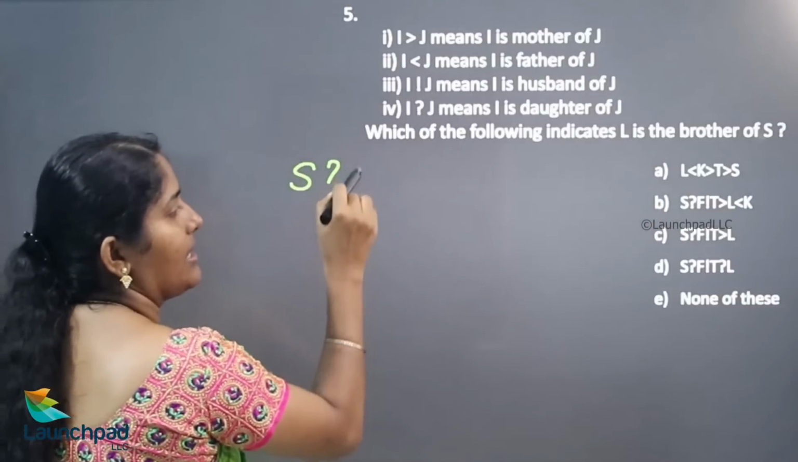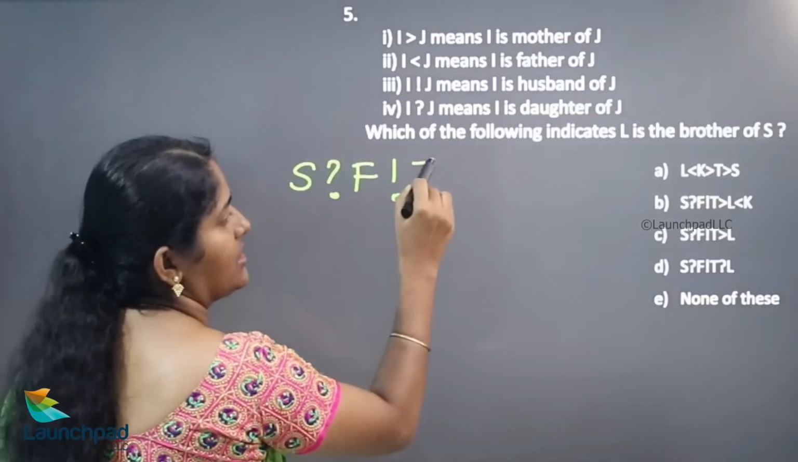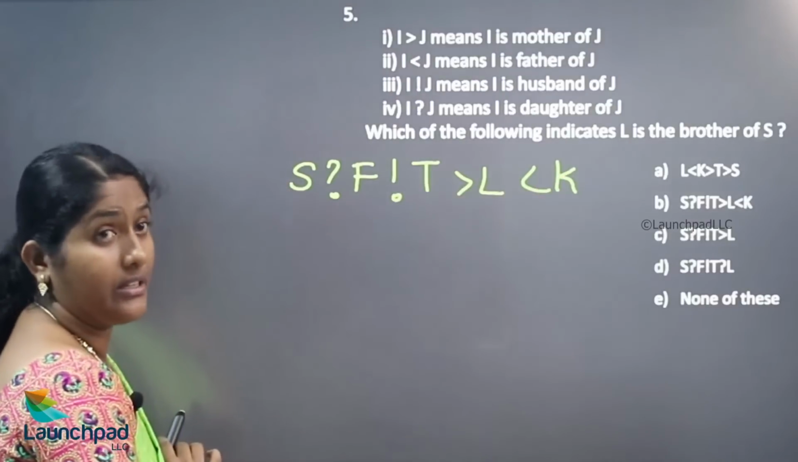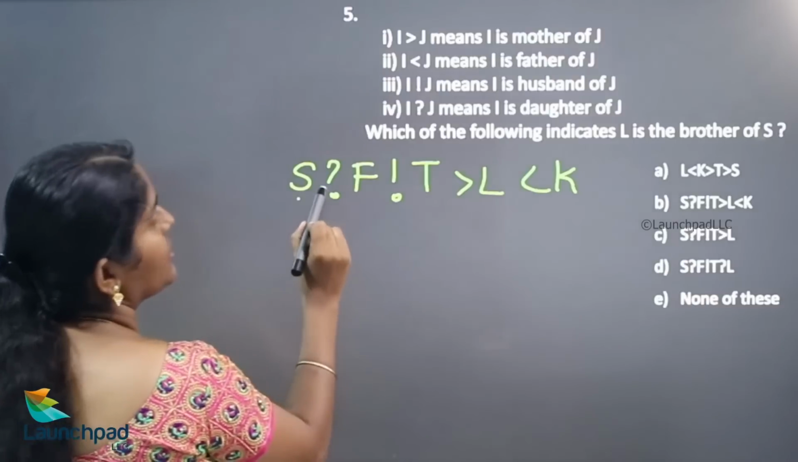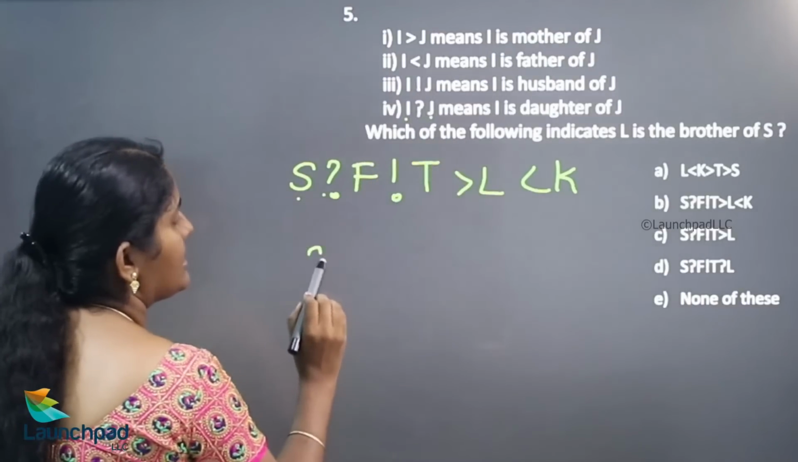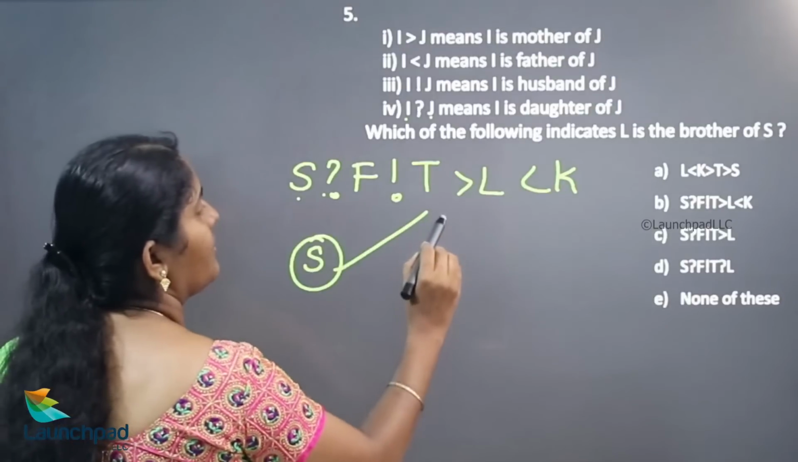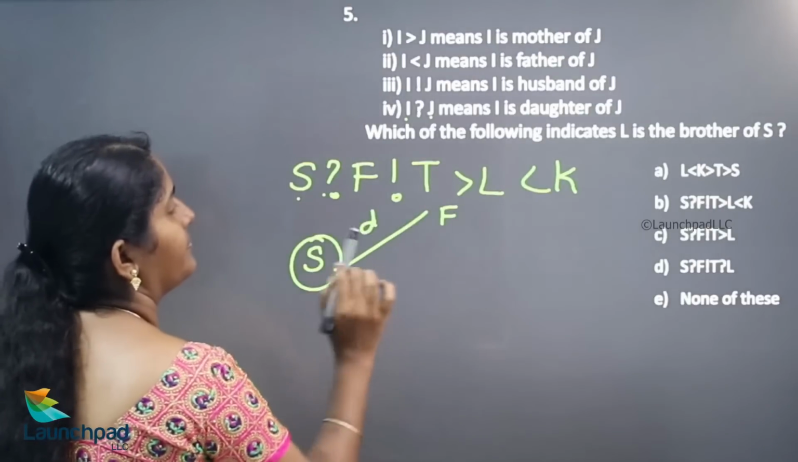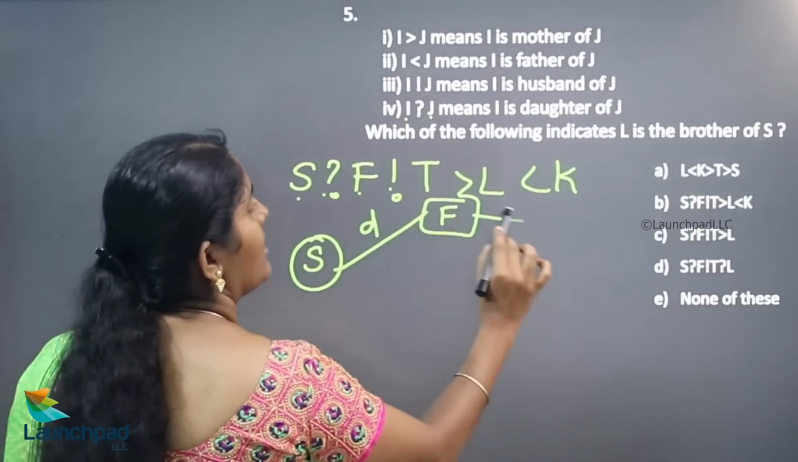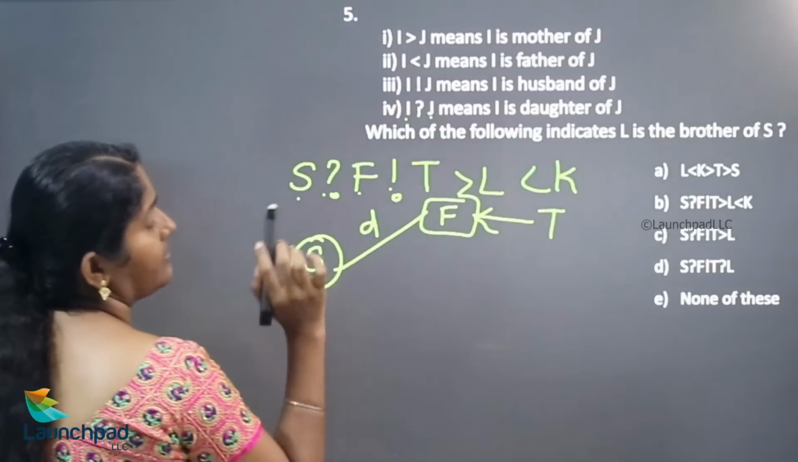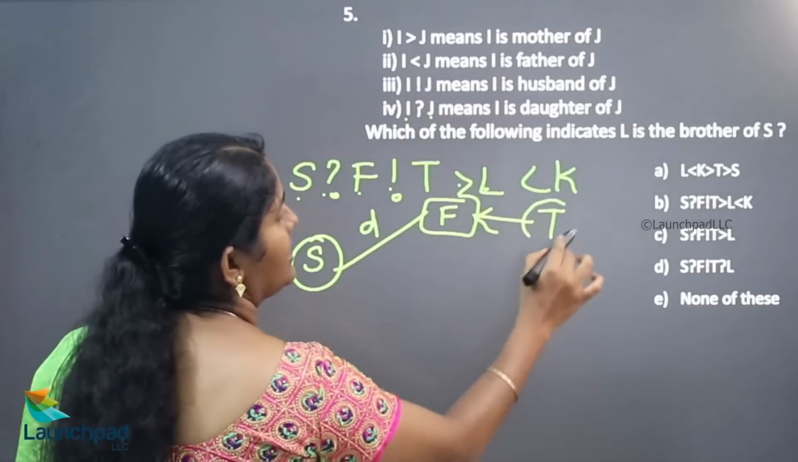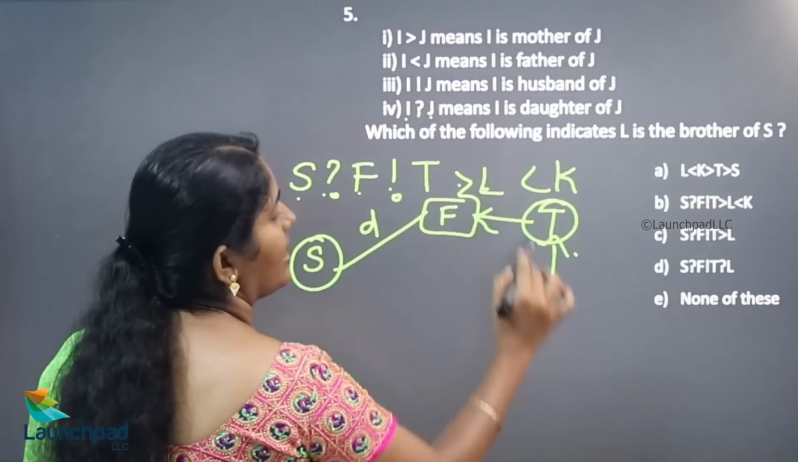S ? F ! T > L < K. So in this question, S ? F means S is the daughter of F. F ! T means F is the husband of T. T > L means T is the mother of L.